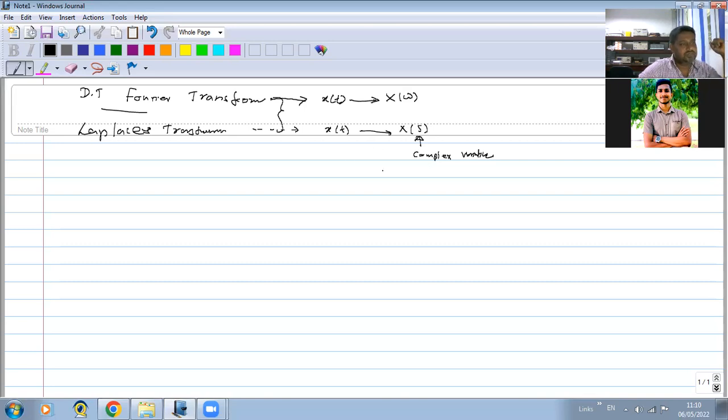So today also we are going to learn about another transformation, the Z transform. It is a brand new topic. So our topic is the Z transformation and its application.